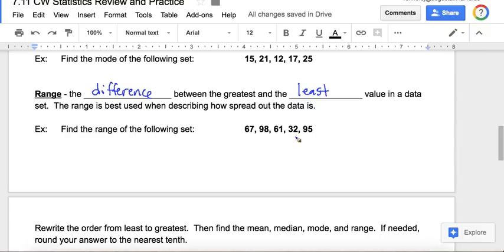So it says find the range of the following set. So we need to find the greatest number here. So we could put them in order from least to greatest, but we can also look, and I see that 98 is the greatest. And as I go through the numbers, 32 is the smallest. So to find the range, I'm going to do 98 minus 32. And what does that equal? 66. Okay, that concludes our review.